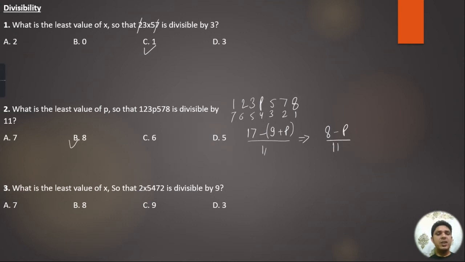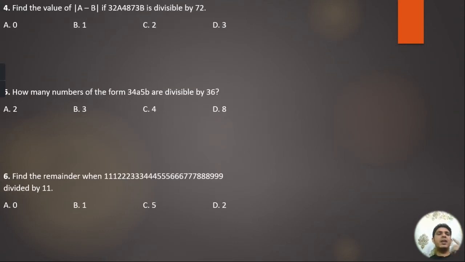The question is, what is the least value of x so that 2x5472 is divisible by 9? So students, a very simple question. Take the pair 7 plus 2, 9, 5 plus 4, 9, 2 plus what number? 7, right? Okay, let us take the next question.